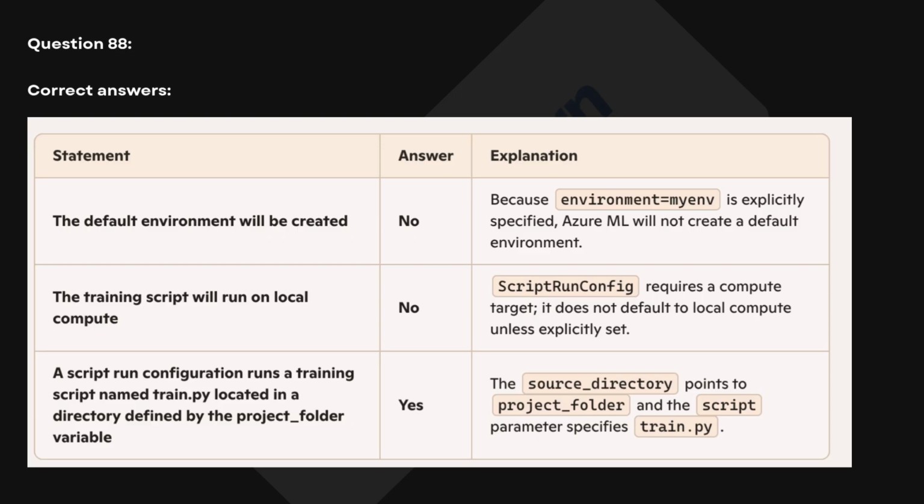Statement 3. A script run configuration runs a training script named train.py located in a directory defined by the project_folder variable. Yes. The source_directory points to project_folder, and the script parameter specifies train.py. This is exactly what the configuration does.